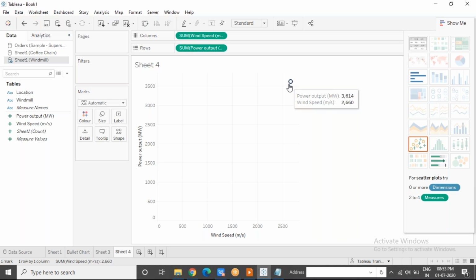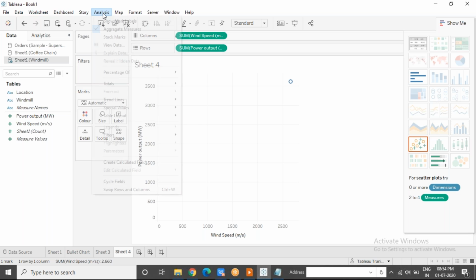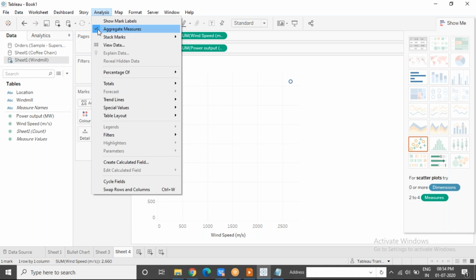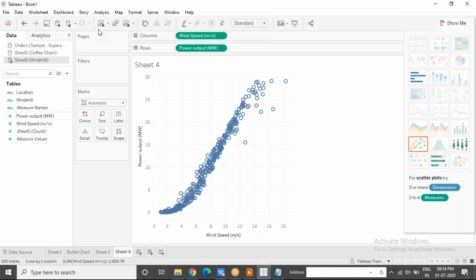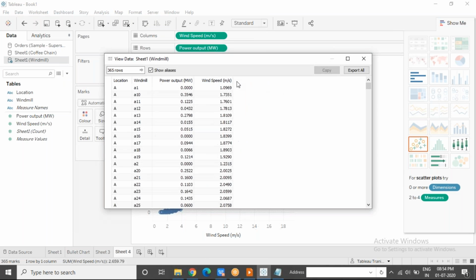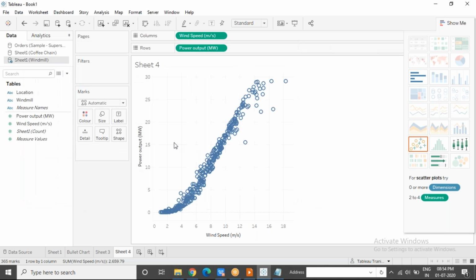Okay, but we have to tell Tableau that we are not trying to create a one mark scatter plot. We want to see the entire data. So how shall we do that now? We have to disaggregate the data or granularize the data. We will not be granularizing in this example. We will disaggregate. Very important point. How to disaggregate the data in Tableau? Just go to the Analysis option on the menu bar and uncheck or deselect Aggregate Measures. When you do that, for each and every row, all the power output and wind speed data points are plotted on the xy coordinate plane here.